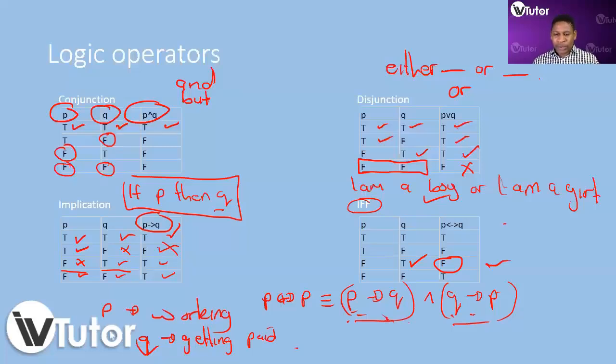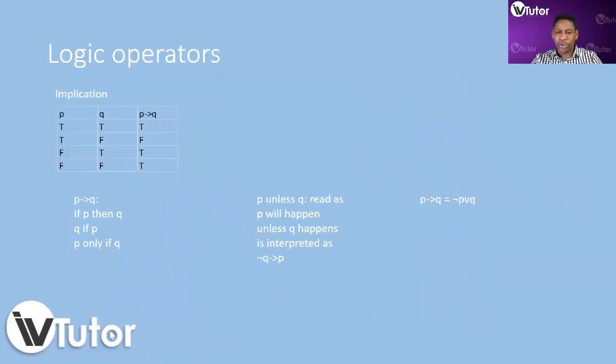We see it with a double-headed arrow. Implication, we said it can be if then, if P then Q. It can also be read as Q if P, and it can also be read as P only if Q. These you need to know. Another application of implication is when they use the word unless.